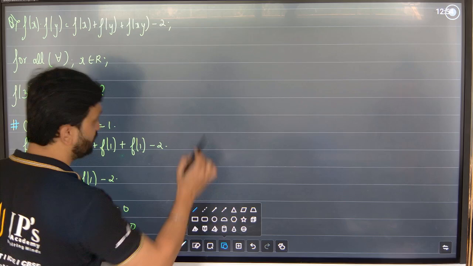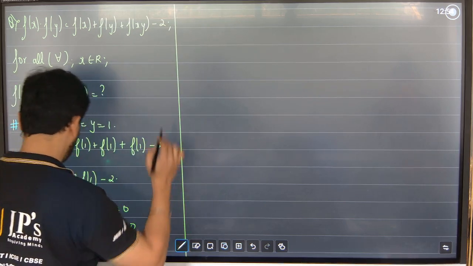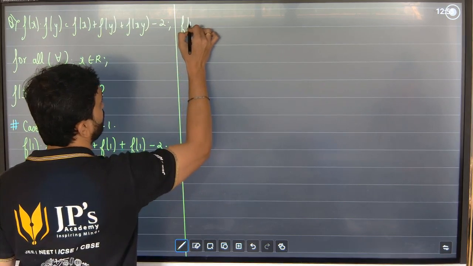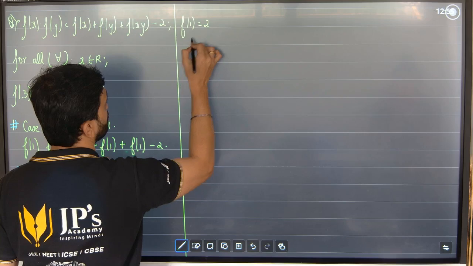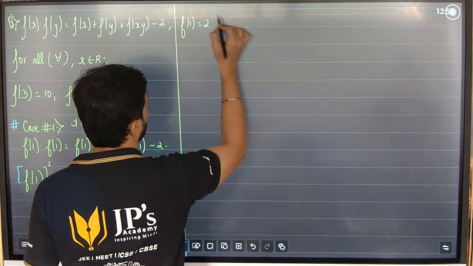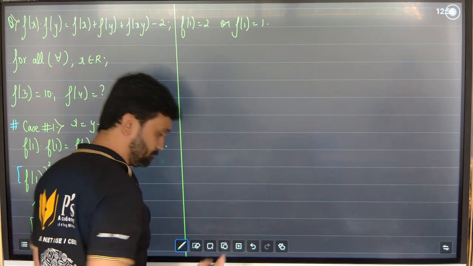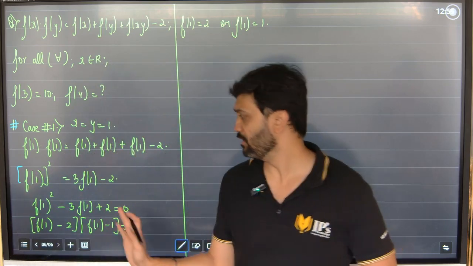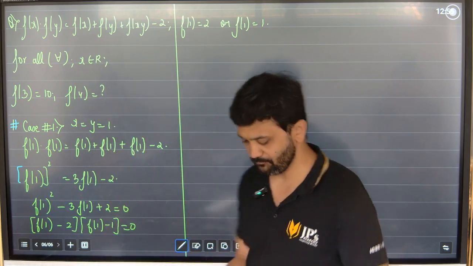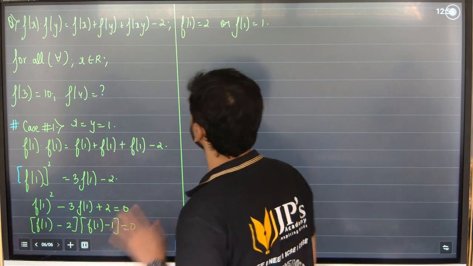Now what is the benefit of this? I have got values of f of 1: either f of 1 is equal to 2 or f of 1 is equal to 1. So now it satisfies some condition that I have got two values: f of 1 is equal to 2 and f of 1 is equal to 1.